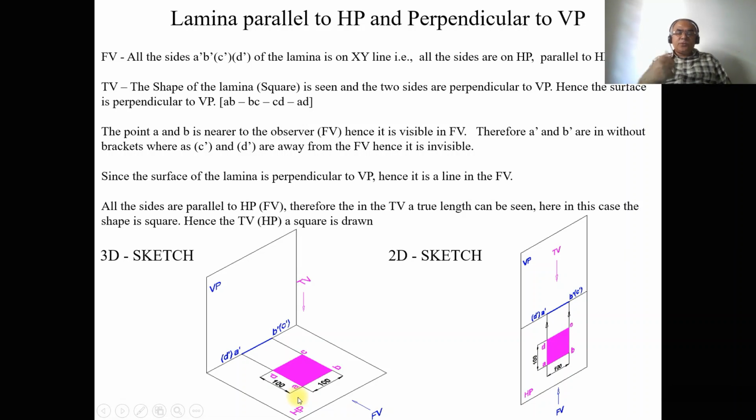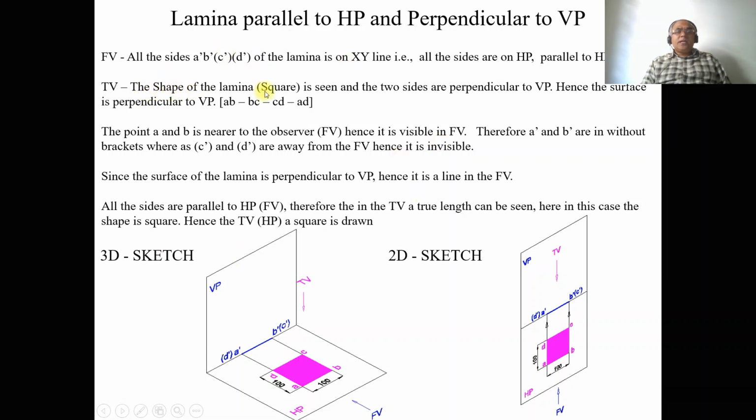So how do I know that it is the true shape? We know that A dash B dash is parallel to HP, so obviously you are going to get the true length in HP. B dash C dash is parallel to HP, so obviously you get the true length BC. Then C dash D dash is parallel to HP, so CD is in true length. And D dash A dash is parallel to HP, so DA is in true length. So obviously all the sides are parallel to HP. Therefore you are getting the true shape here. Hence the surface is parallel to HP.